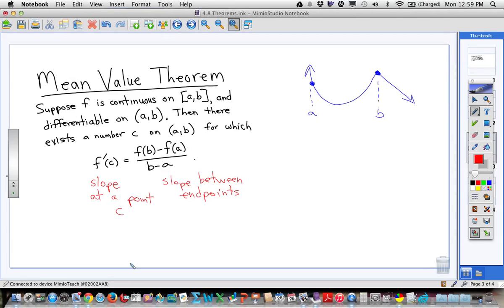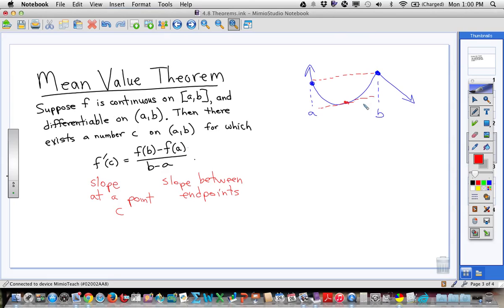Now, the example on my picture would look something like this. Here's the slope between the endpoints. Doesn't it make sense that somewhere in there, there is a point that has that same exact slope? Because if I start here and end up here on a line like this, and it goes down steeper than this line, at some point it's got to come back to get there. And at some point, it's got to have that same slope.